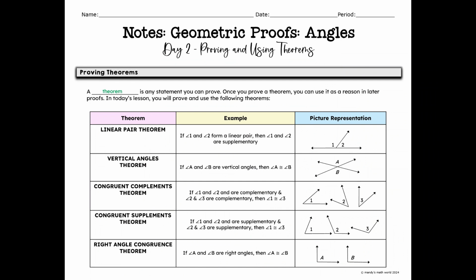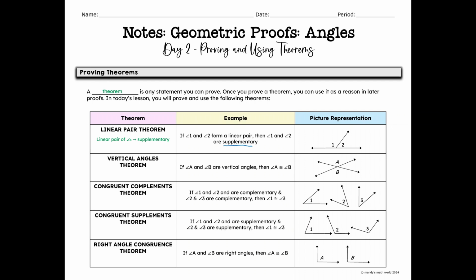So let's go over the theorems that we're going to prove. And again, some of these things you probably know, but when we're proving other geometric things, other properties and definitions, then we might have to use these theorems within those proofs. The linear pair theorem. This tells us that a linear pair of angles is supplementary. Okay. If they're supplementary, then by the definition of supplementary angles, their measures add up to 180 degrees.